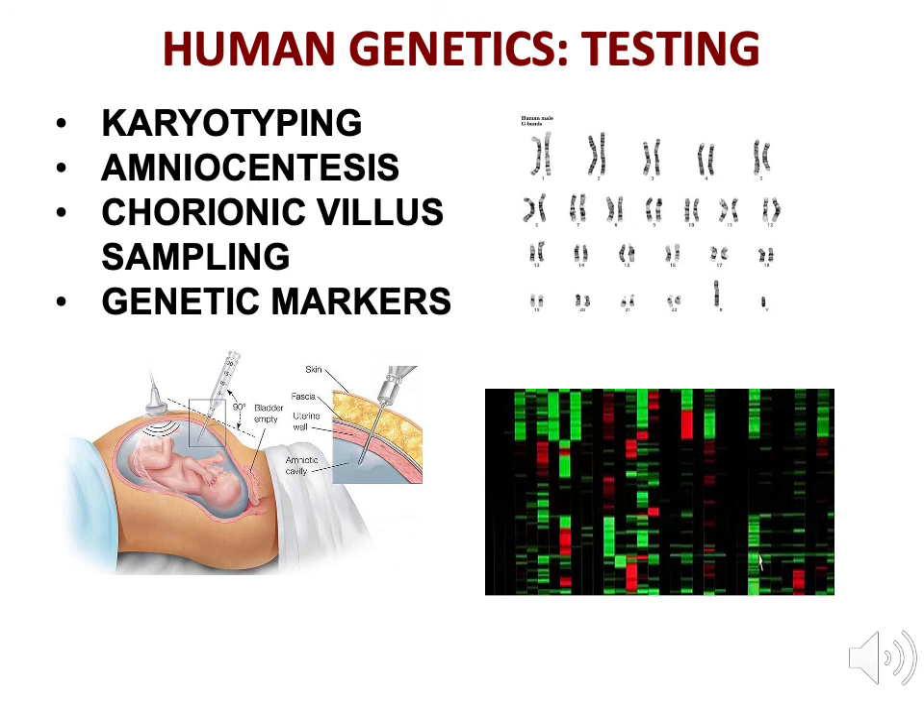So let's take a look at some of these tests. The first is the most basic. It's called a karyotype. Karyotyping is taking a sample of a cell, generally from the amniotic fluid or the placenta, and that cell is technically belonging to the baby. It's not mom's, it's the baby's.